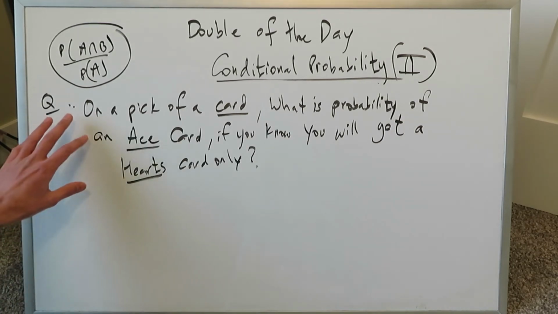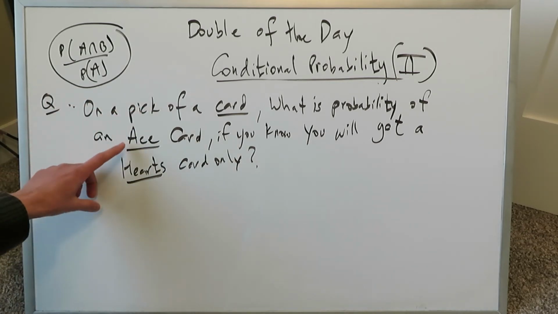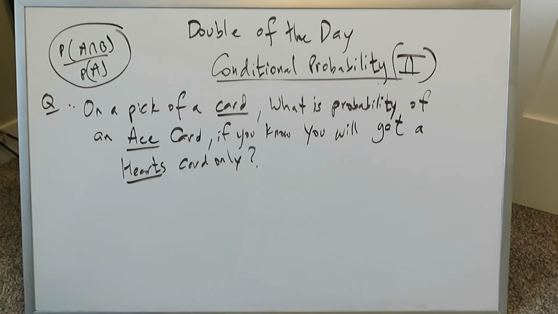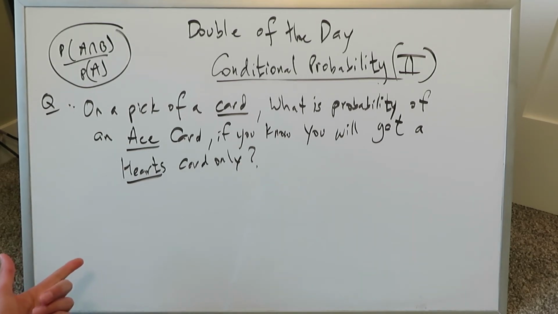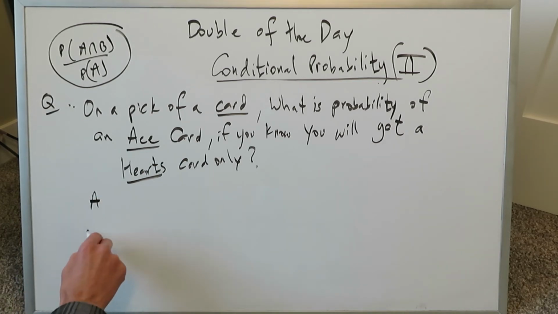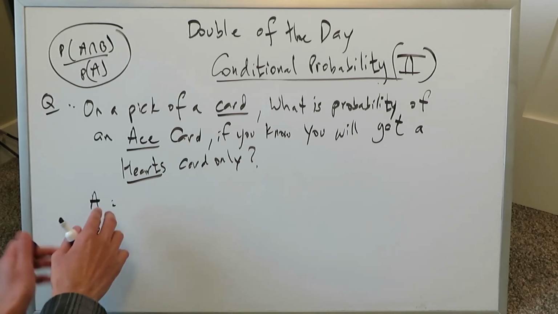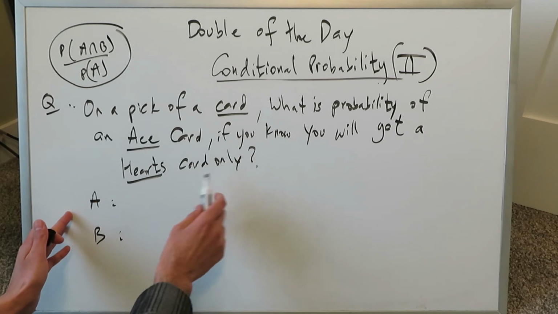Alright, number 2 question of the conditional probability video. On a pick of a single card, what is the probability of selecting an ace card, if you know you will get a hearts card only? You know you've got spades, hearts, clubs, and diamonds. We have to put everything in terms of event A which has occurred and event B which is the event you are looking at. What is the event which has occurred? That's telling you the second part: you will get a hearts card only.